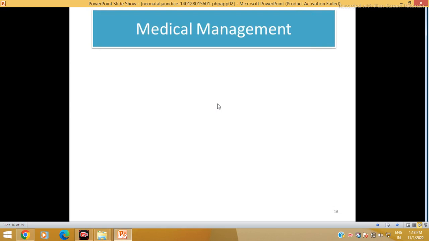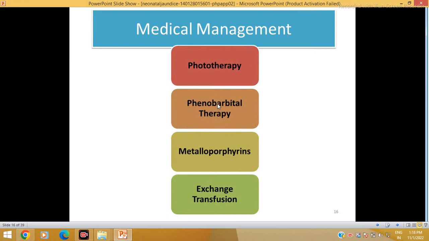Then what medical management can we do for the management of jaundice? So phototherapy we can give. Phototherapy converts the bilirubin that the body is not able to digest, making it easy so that it is easily secreted. And then next is phenobarbital therapy, that also we are giving for the management. Then metal prophylaxis also we are giving, and if needed in very severe cases, we are giving the exchange transfusion.